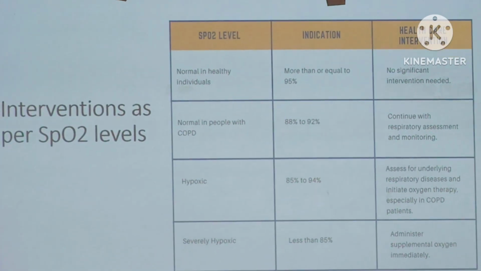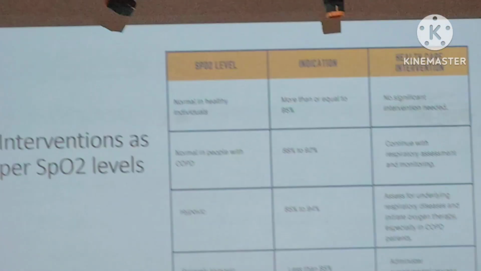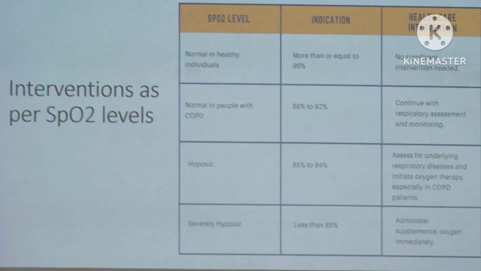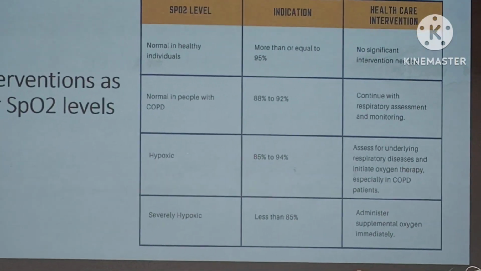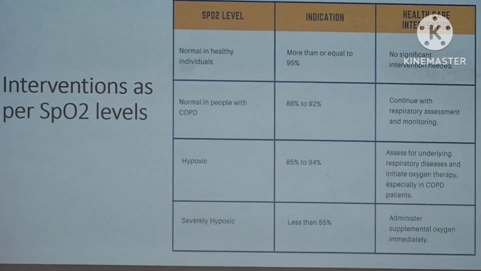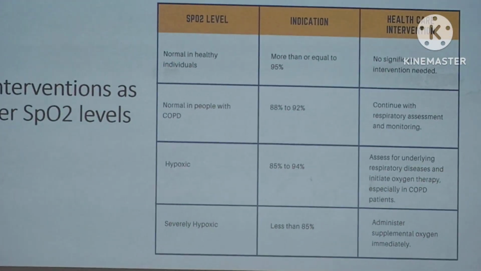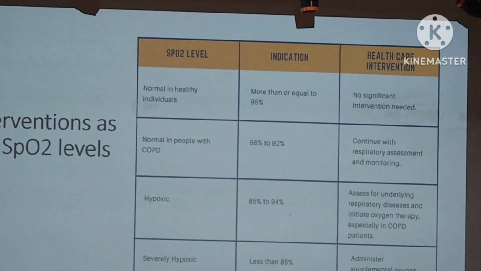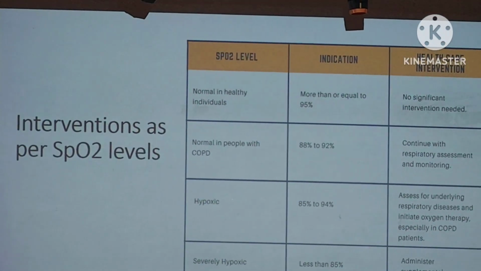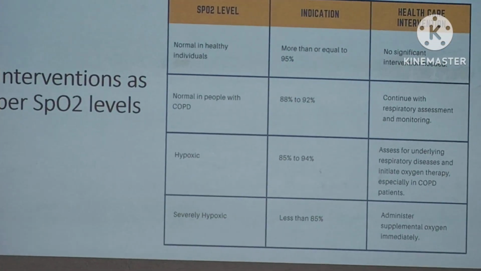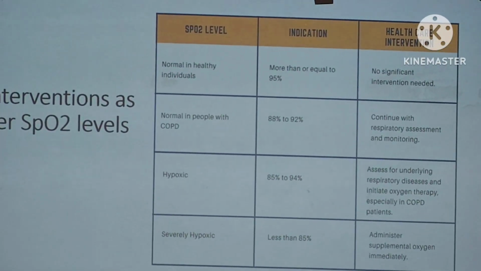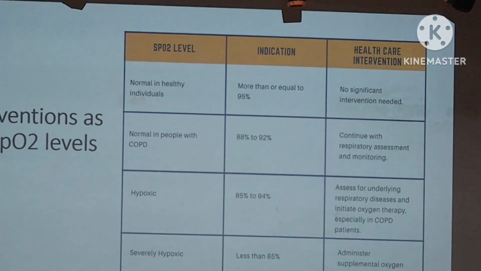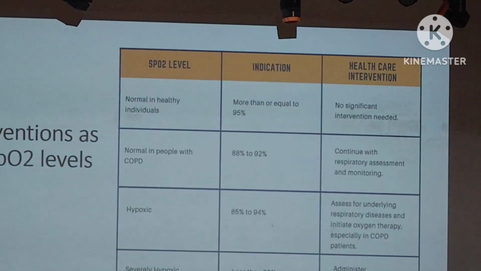So, interventions: if it is more than 95, no need to do anything. If it is 88 to 92, continuously monitor the patient for why these low saturations are coming. If it is 85 to 94, consider some underlying cause which can be interfering with SpO2. Like in COPD patients, the normal baseline saturation is around 85 to 88. It can be normal for those patients, but abnormal for another kind of patient. In severely hypoxic patients, saturation can be less than 85, so consider supplemental oxygen in the form of either a venturi mask, nasal prongs, or mechanical intubation.